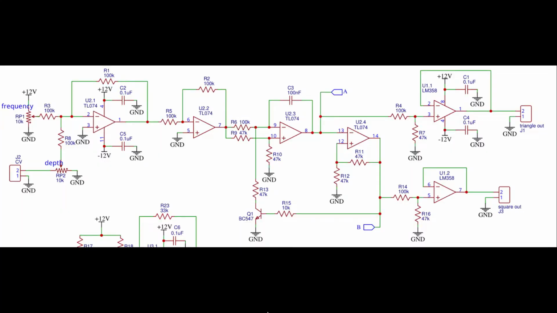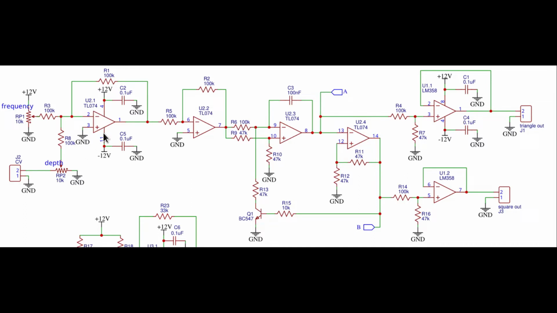Here is the schematic of the basic oscillator, which is built around the op-amps U2.3 and U2.4. The control voltage is provided through U2.1 and U2.2, while the outputs are buffered by U1.1 and U1.2. The control voltage may come either from potentiometer RP1 or from an external source through the connector J2. RP1 provides a voltage between ground and plus 12 volts just by adjusting its cursor. The two sources can act independently or can be mixed together to create a more specific range of frequencies.